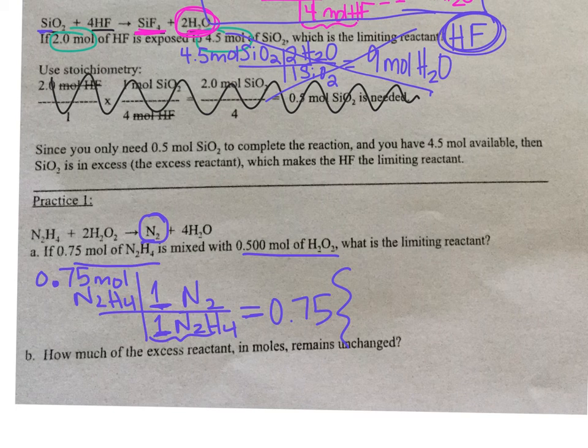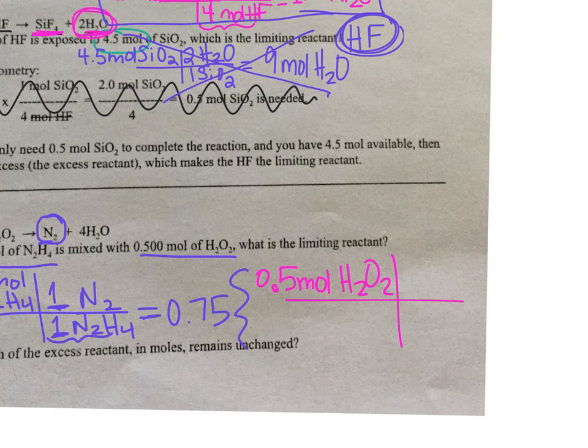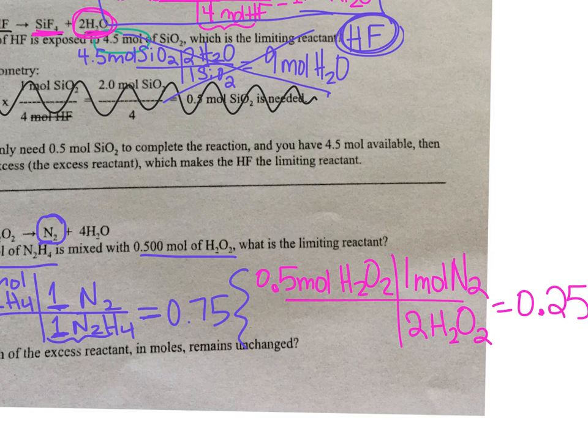On the other hand, our other reactant is 0.5 moles of H2O2. And we have 2 moles of it in the balanced equation to the 1 mole of N2. So 0.5 times 1 divided by 2 is? 0.25. Yep, 0.25. All right. So which reactant is our limiting reactant?